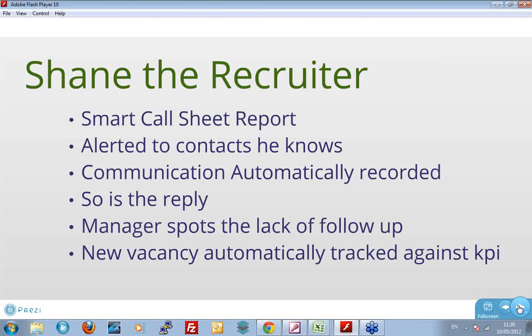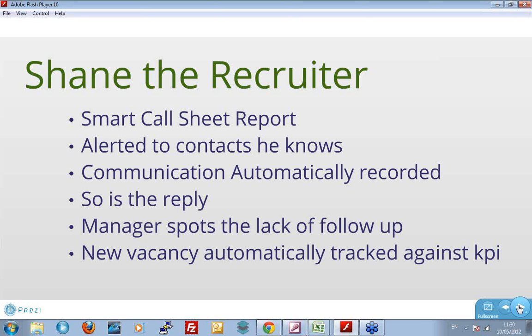Candidate references who work there, everybody you know who works there. How do you find linkages in there? You need systems that automatically alert you to that. It's not a report, it's an alert. Say, for example, Shane, our lazy recruiter, then decides, oh, I know those people, I better send out a couple of emails. So he sends out a couple of emails.